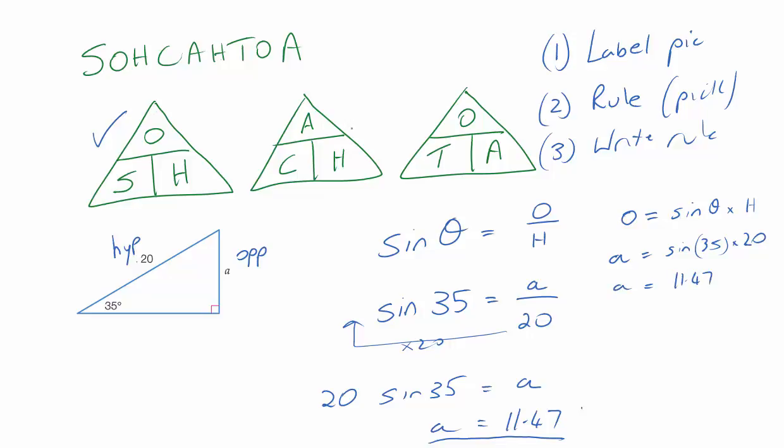So it's up to you. Do you want to use triangles? Do you want to use algebra? It doesn't matter how you do it as long as you get it. Always, step 1, label the picture. Step number 2, pick a rule. Step number 3, write the rule. Step number 4, substitute. And step number 5 would be find an answer. And there you have it. Now you just need to practice.